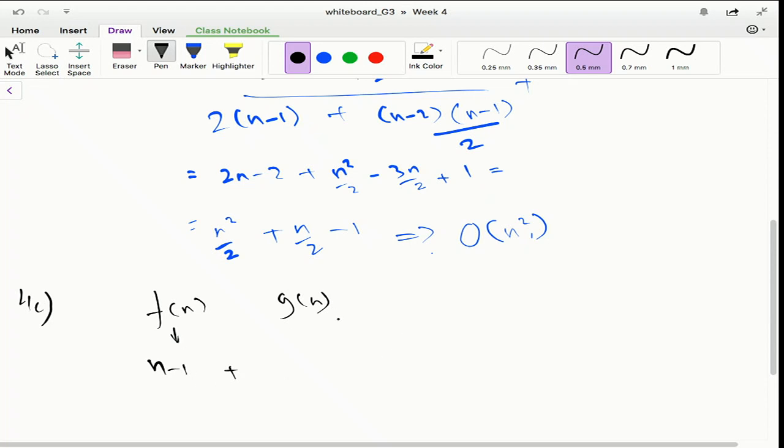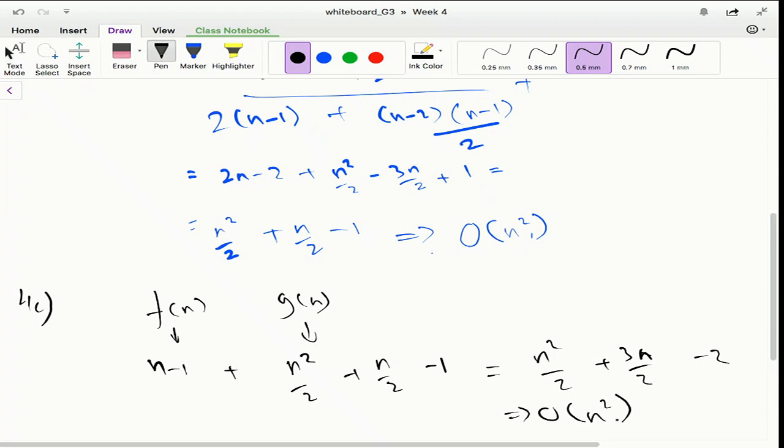So this is coming from Fn. The one that's coming from Gn is the following, which is n squared over 2 plus n over 2 minus 1. So you just need to take the total sum of it. So that's n squared over 2 plus 3n over 2 minus 2. So it's still O of n squared. Because for 4C, we are just doing Fn and Gn in serial fashion. So one after another.